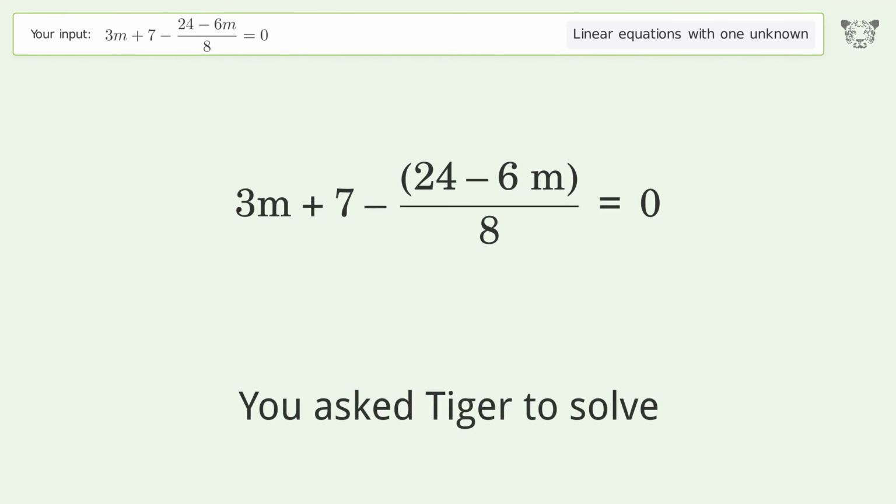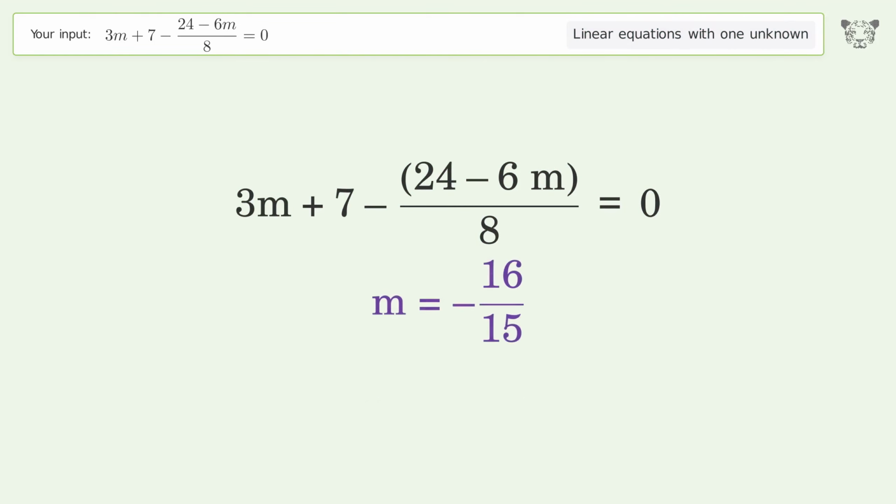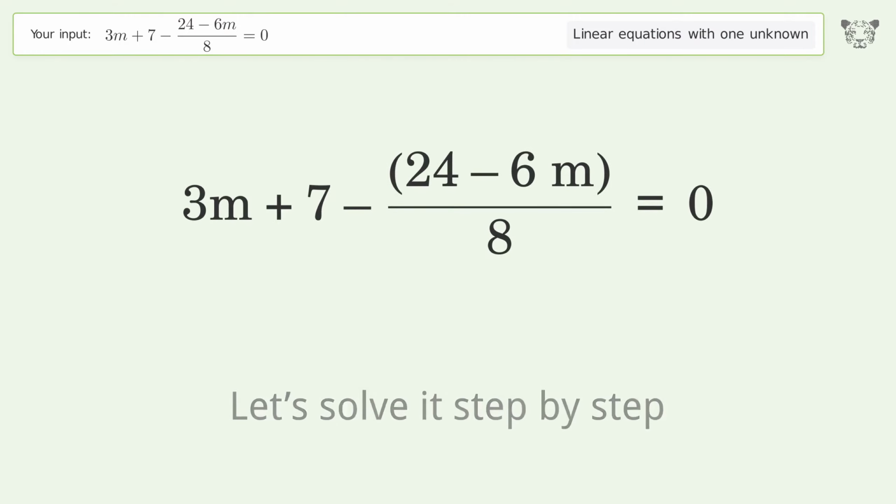You ask Tiger to solve this. It deals with linear equations with one unknown. The final result is m equals -16/15. Let's solve it step by step.